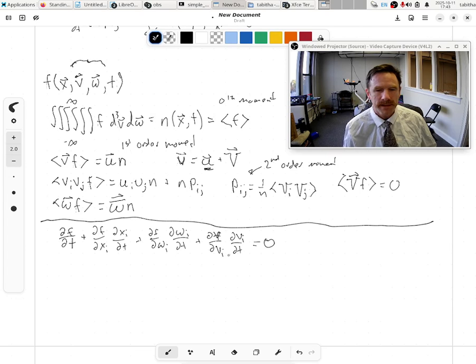Now we assume that this acceleration term is 0, this torque term is 0, and we have that this term here is actually just the velocity again. So this simplifies to a nice neat form.